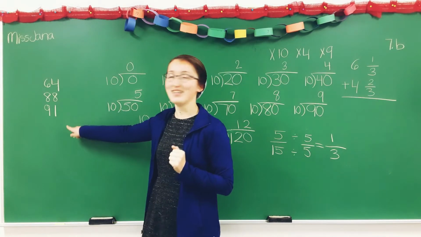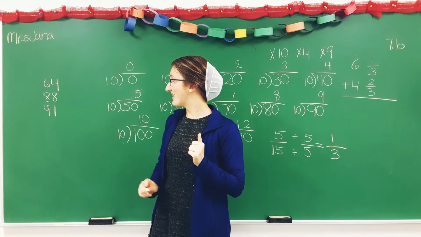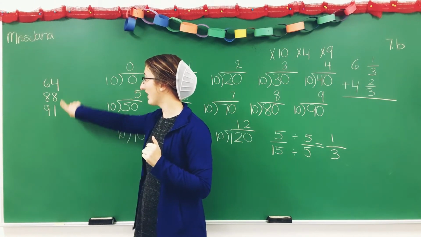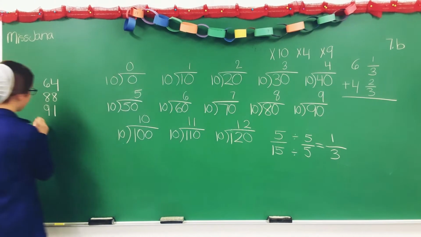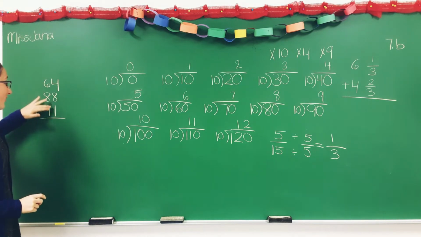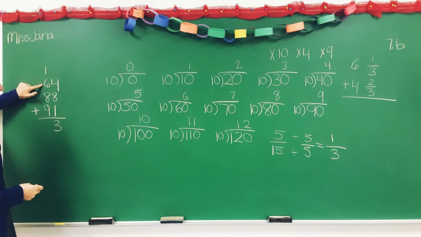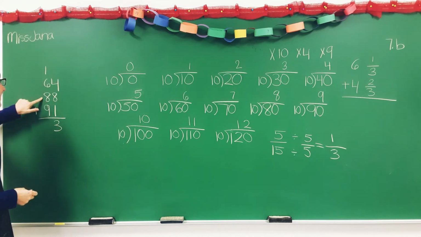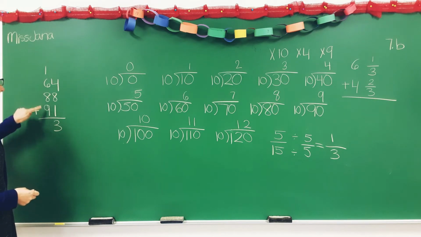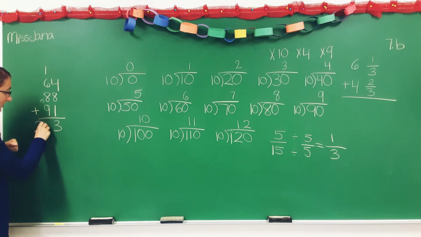Alright, let's do this averaging. We're averaging 3 numbers. So we need to add them first. That's the first step. 6 plus 4 is 12. 12 plus 1 is 13. So we carry the 1. 1 plus 6 is 7. 7 plus 8 is 15. And 15 plus 9 is 24.